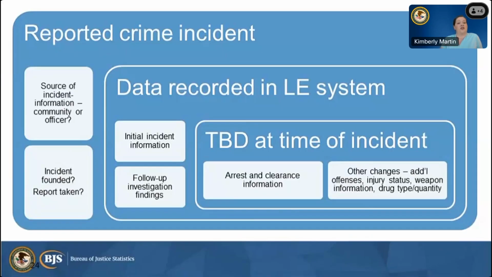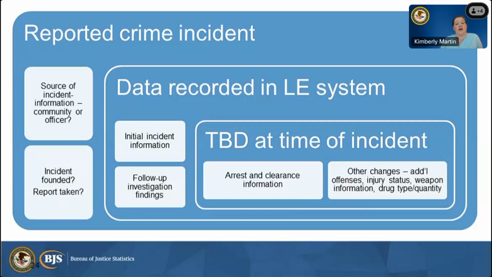Now, this is essentially what happens. This is a very simplified version, but essentially at the time of the incident, someone in the community or the victim or the officer can report that crime to law enforcement. They're going to record that information in what I've called here their LE system, their law enforcement system. And most people refer to this as an RMS, a records management system, that stores all of this incident-based data.